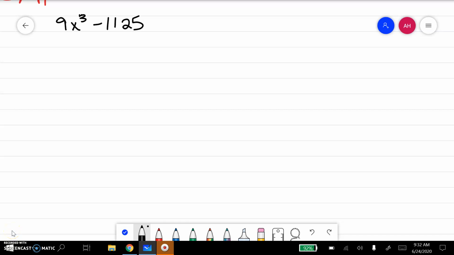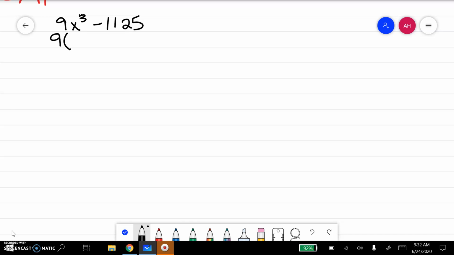Okay, guys, so this is the first question from the review. When you're factoring, remember you always look for a GCF first. So both terms don't have an x, so we can't take that out. But if you check, 9 actually goes in both of these numbers. And if you're not sure, you can always just use your calculator and start dividing and see what happens.